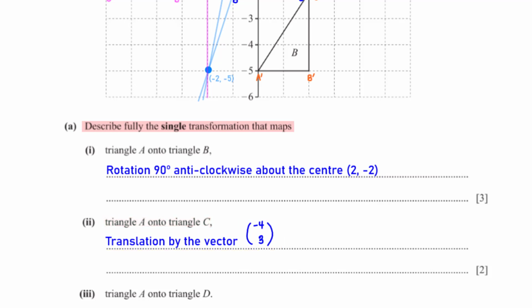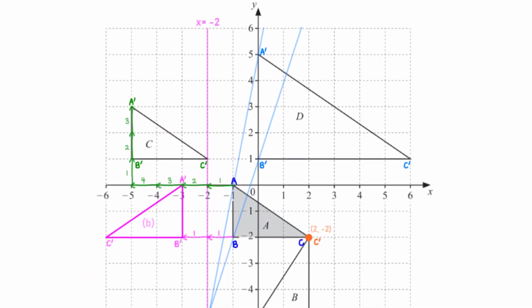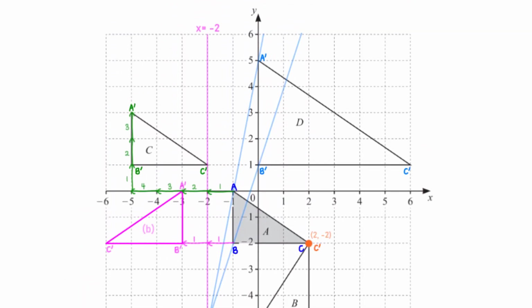Describe fully the single transformation that maps triangle A onto triangle D. When we look at triangles A and D, we can tell straight away that this is an enlargement by a scale factor of 2 because each of the sides of the image, which is triangle D, is twice its corresponding sides in triangle A. This is a positive scale factor because the two triangles have the same orientation.